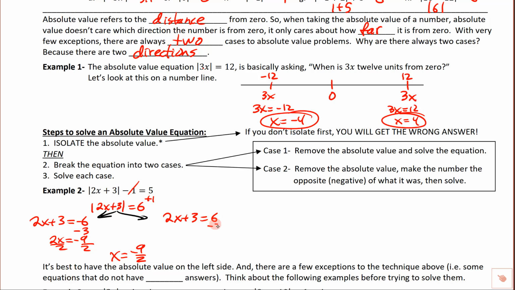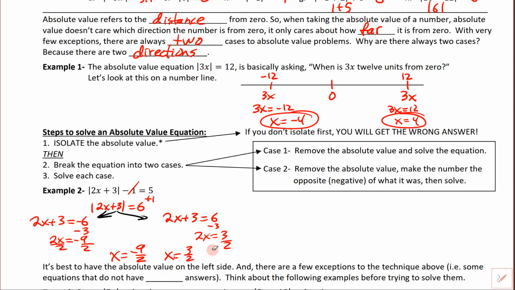Sorry, subtract 3. So we end up with 2x equals 3, divide by 2, so we get x equals 3 halves. Write that so that it looks good, 3 halves. So those right there, those are the 2 answers, okay?